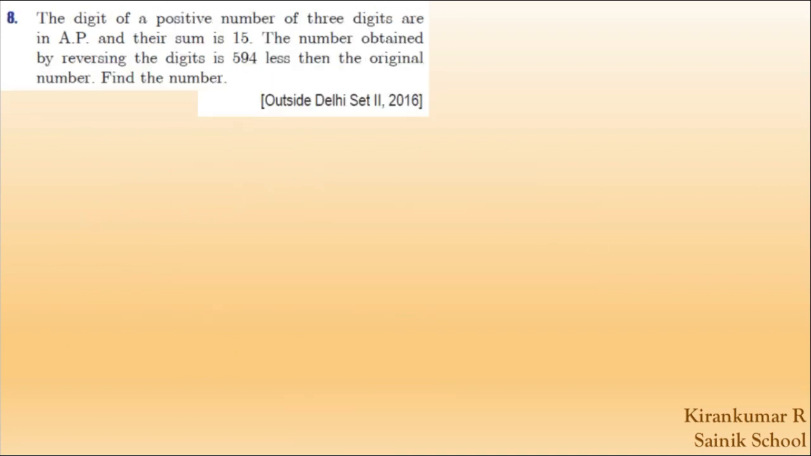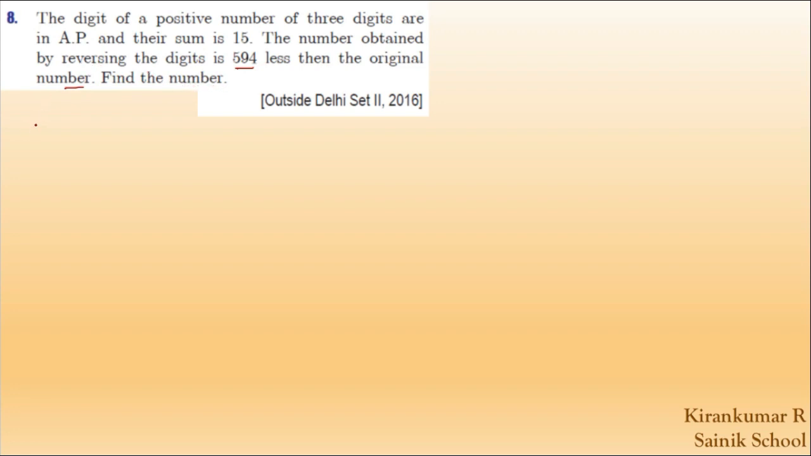Next question, question number 8. The digits of a positive number of 3 digits are in AP. Find their sum, and their sum is 15. The number obtained by reversing the digits is 594 less than the original number. Find the number.